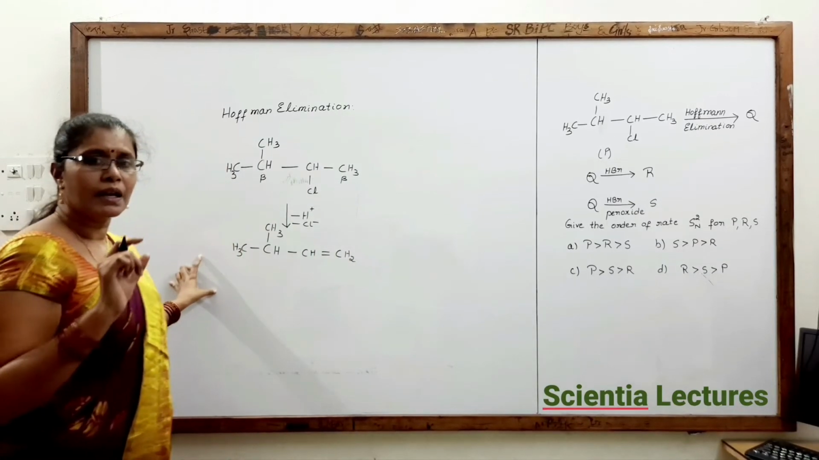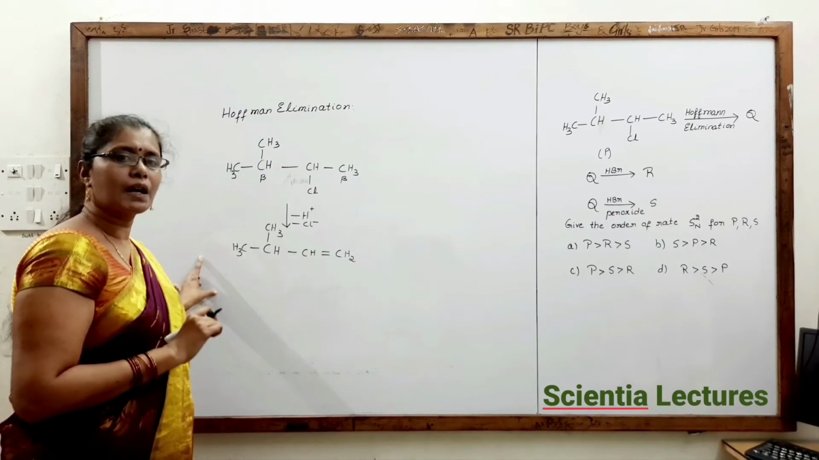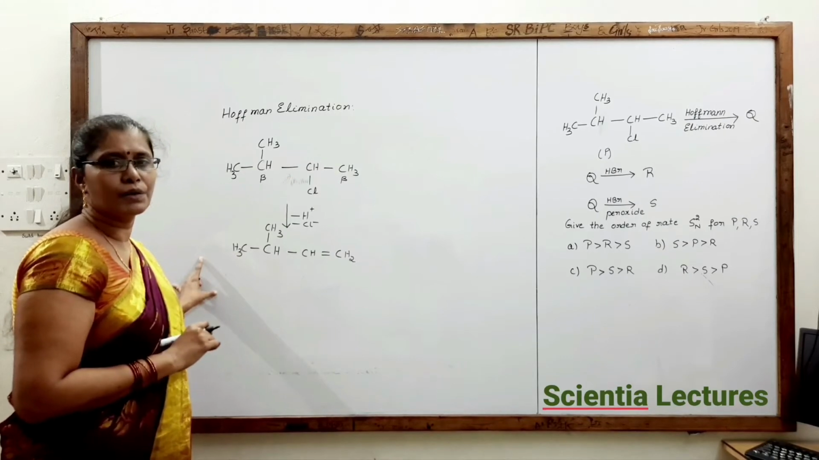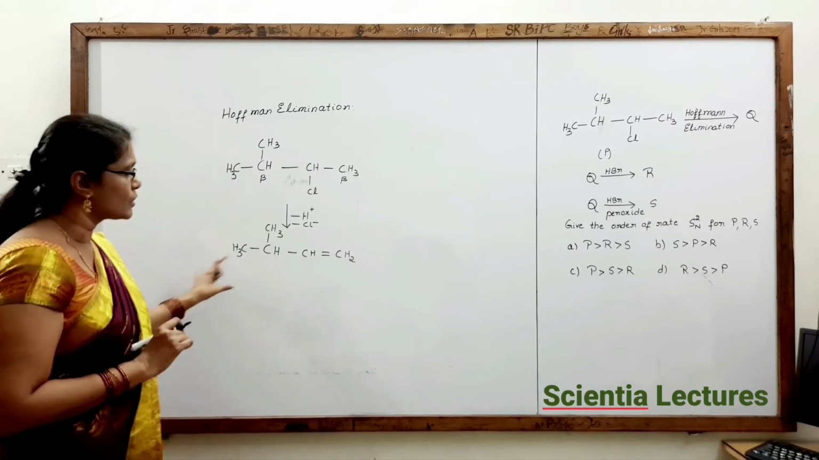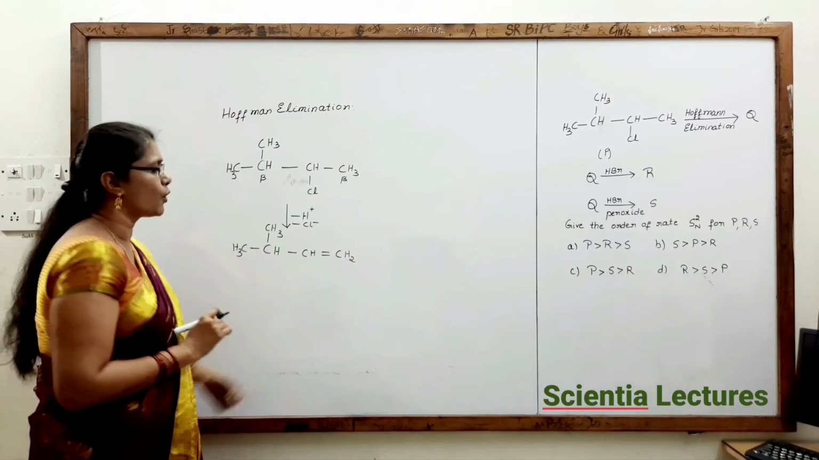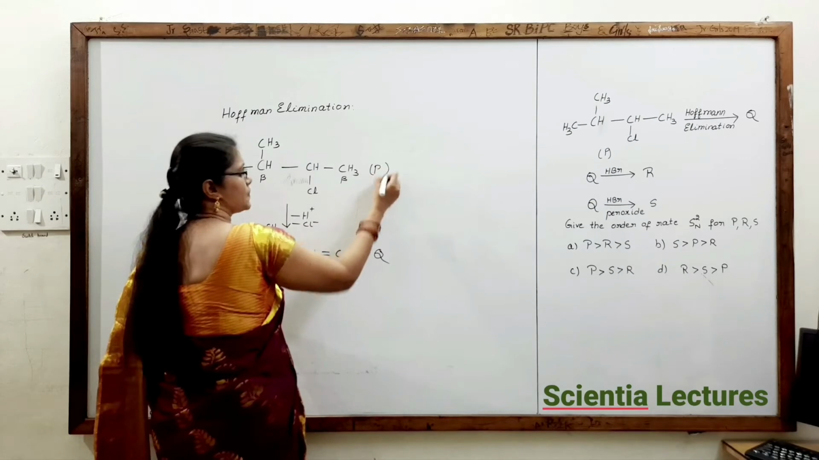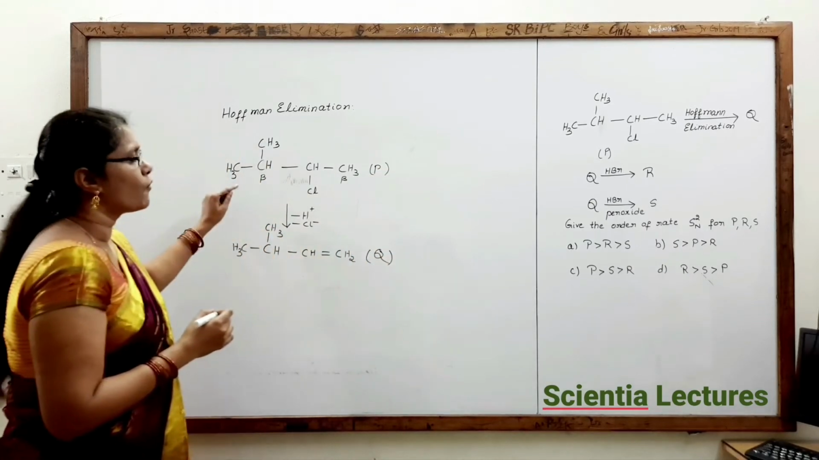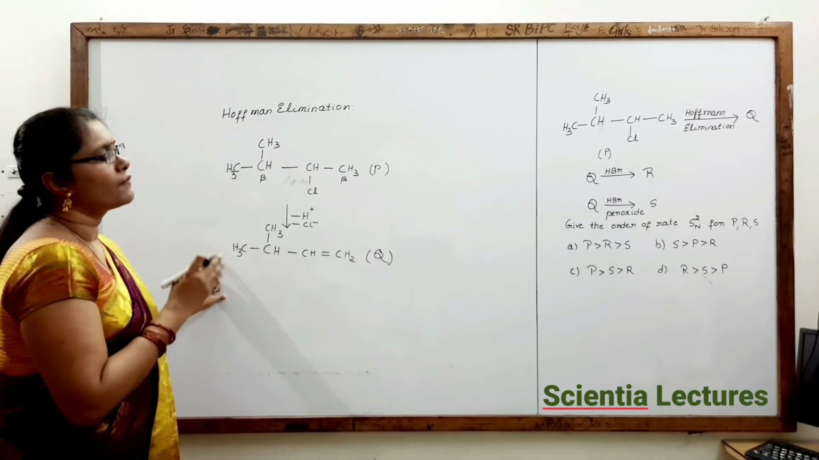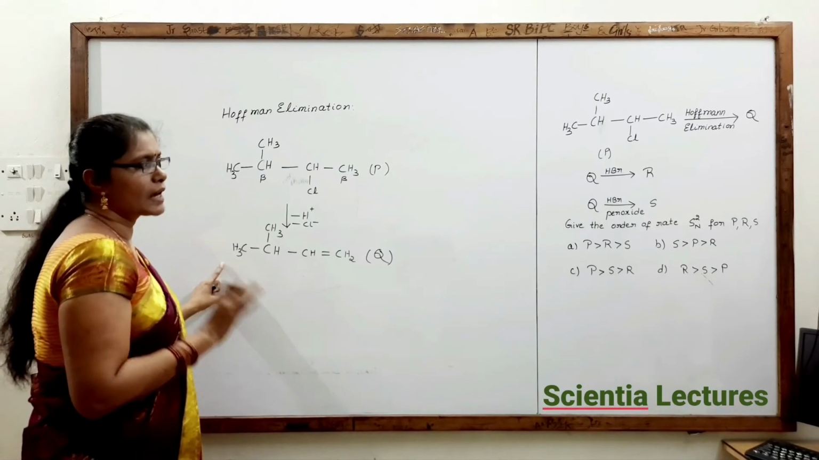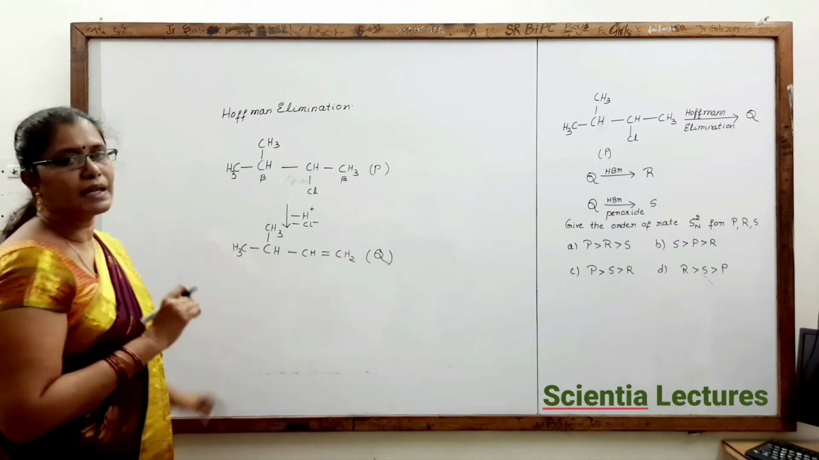So once again I will repeat that Hofmann elimination means we have to abstract beta hydrogen from the beta carbon containing more number of hydrogens, and of course we get the less stable alkene as the major product. So this is the Hofmann elimination product. This is Q. And it was already given that this is P, this is Q. So we can remember what is P and what is Q. Q is an alkene produced. Q, when it is treated with HBr, produces R as a product. Q, when it is treated with HBr in the presence of peroxide, produces S as the product.